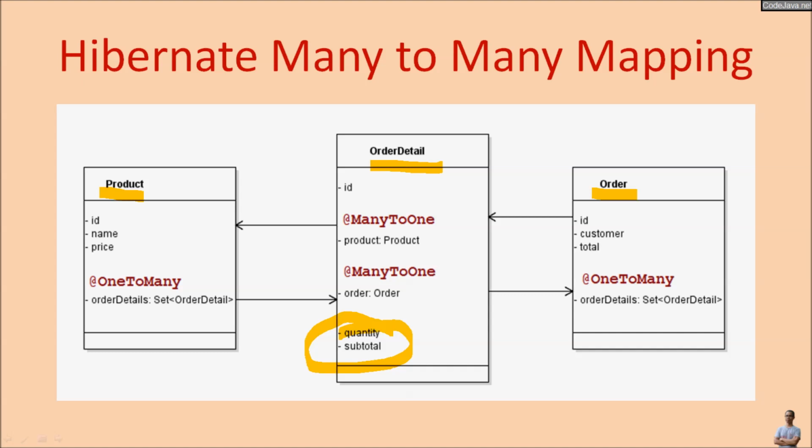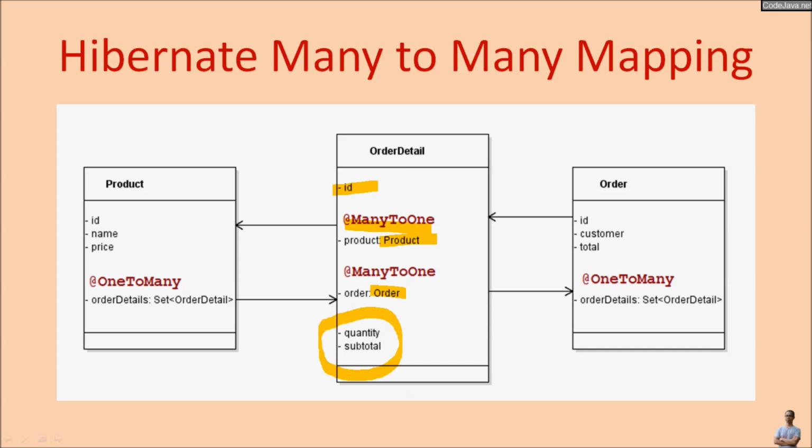We need to have a set of order details in the product entity class with the one-to-many annotation, and in the order we have a collection of order detail as well using the one-to-many annotation. And in the order detail, the join table, we have a separate primary key and references to product and order using many-to-one annotation, and these are the extra columns.